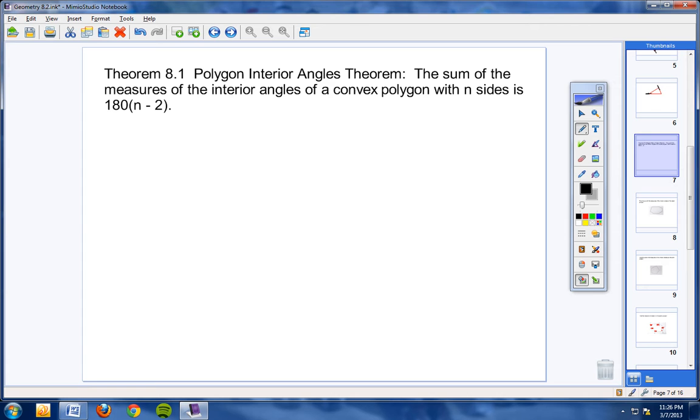I'd like you to copy this theorem down, please. Theorem 8.1. It's called the Polygon Interior Angles Theorem. Please copy this down. The sum of the measures of the interior angles of a convex polygon with n sides is 180 times n minus 2.